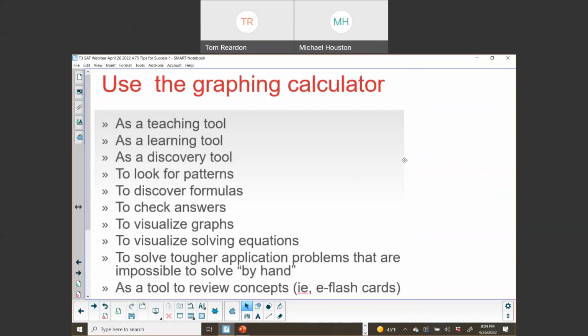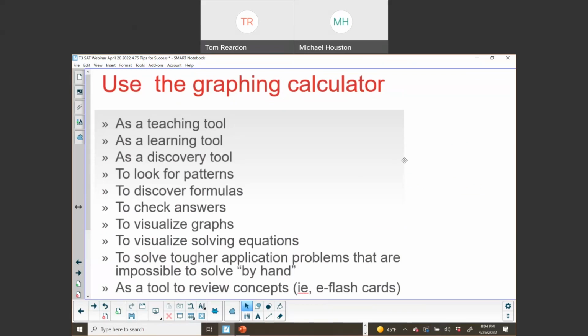So how I use the graphing calculator in my classroom, or did, and encourage others to do so when I teach teachers, as a teaching tool and as a learning tool. Help students discover patterns, look for patterns, discover formulas, check answers to solutions, visualize graphs and visualize solving equations. Can't say that enough. It's more on the SAT than on the ACT. That's a big deal, by the way.